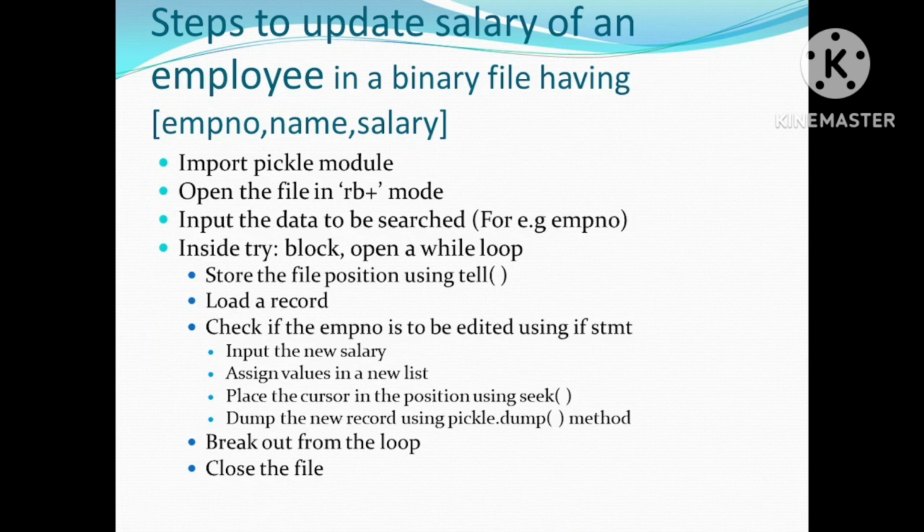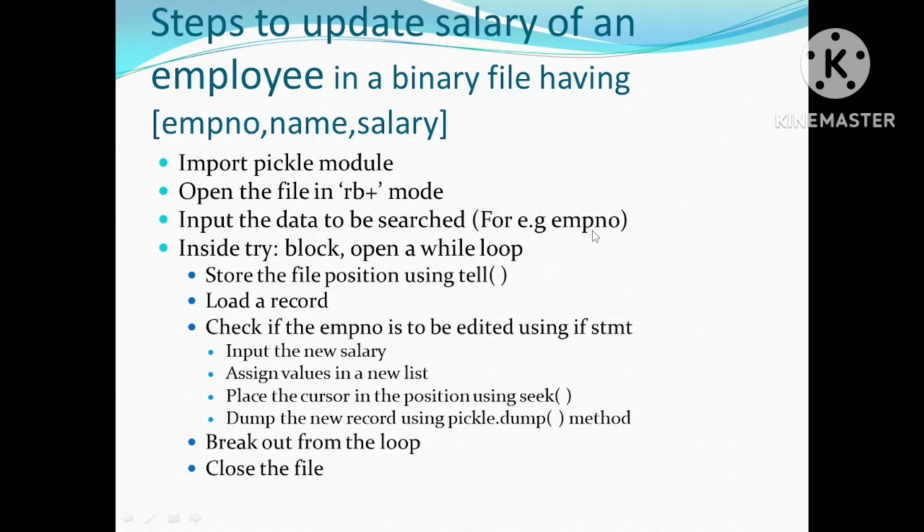Now let us get into the program to update the salary of an employee. This is an example. There is a file called emp.dat, which is a binary file. It contains records of employees like emp number, name, salary in the form of a list. So what are the steps to update the content of a binary file? Step 1, import the pickle module. Then step 2, you have to open the file emp.dat or whatever is the file name in rb+ mode. So you can do reading as well as writing. Right? Then which record you want to update? Say for example, you're going to update based on the employee number.